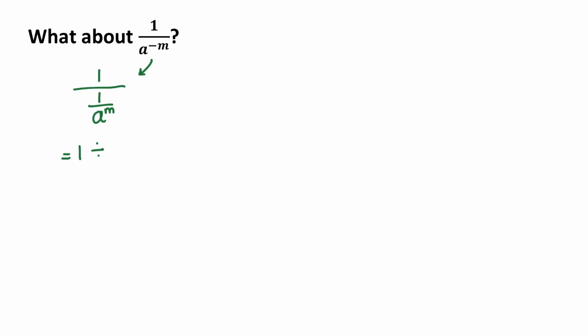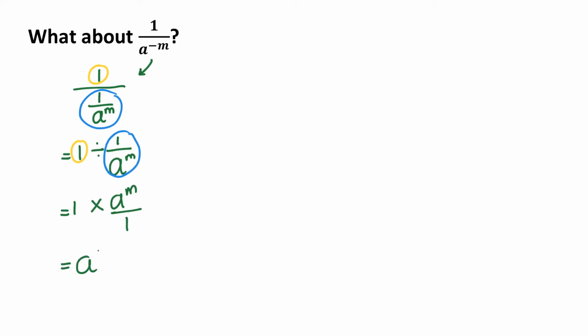1 divided by, that's the numerator, 1 is from the numerator, divided by 1 over a to the power of m, and that is from the denominator. So when I divide fractions, it's easier to multiply by the reciprocal. And so I get a to the power of m.